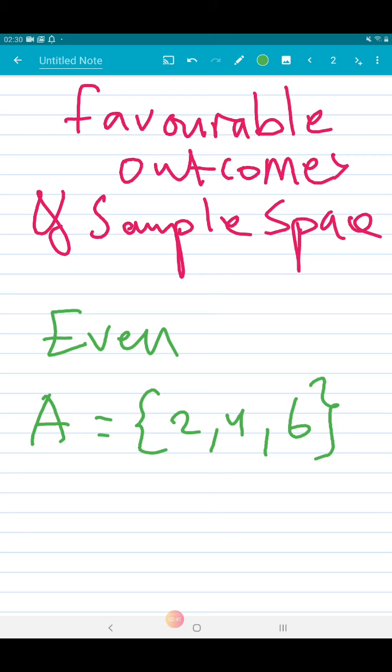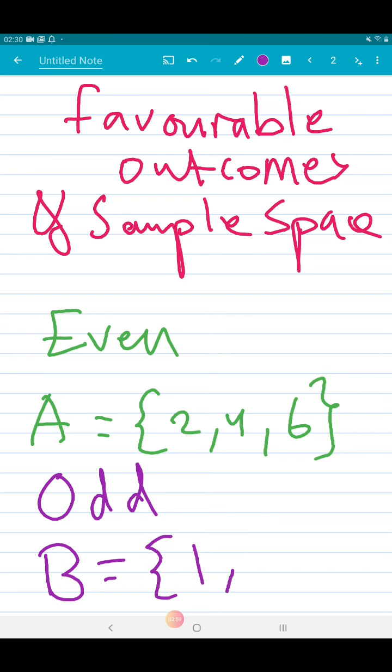But what about odd numbers? We can use any letter, like B, for odd numbers. What is the odd number when we roll a die? It's 1 or 3 or 5. So we can say the favorable outcomes of B are 1, 3, and 5. Therefore, the number of favorable outcomes of B is 3.